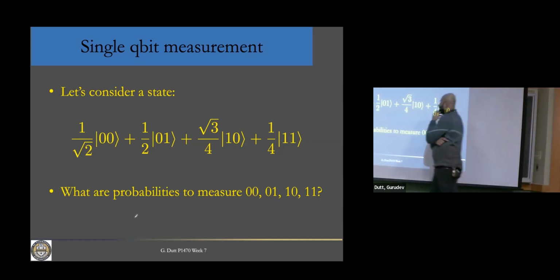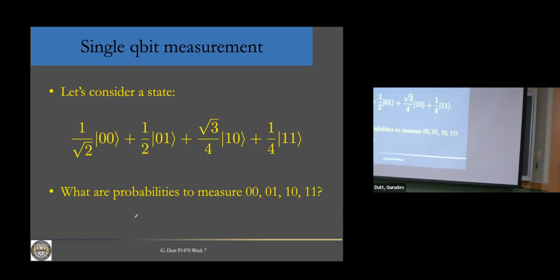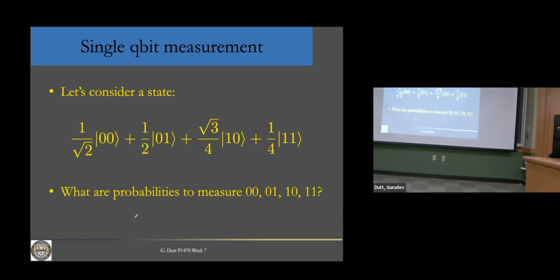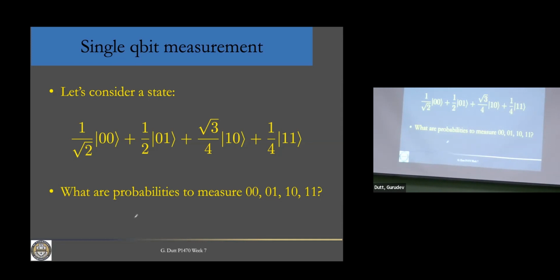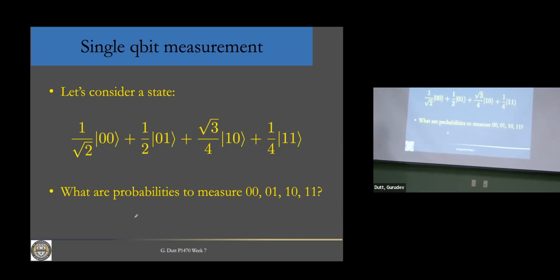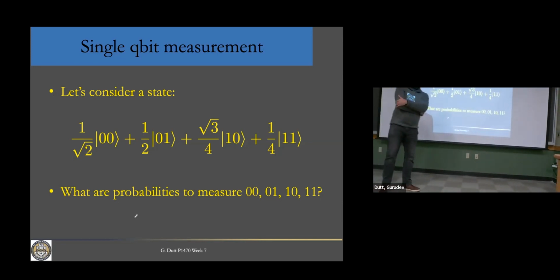Let's add it up. 1/2 plus 1/4 gives me 75%. And this is 3/16 plus 1/16, so that's 4/16, which is also 1/4. Good. So the total probability to be in one of these states is 1 when I add up all the probabilities: 3/4 plus 1/4, or 1/2 plus 1/4 plus 3/16 plus 1/16. Everybody okay with that?